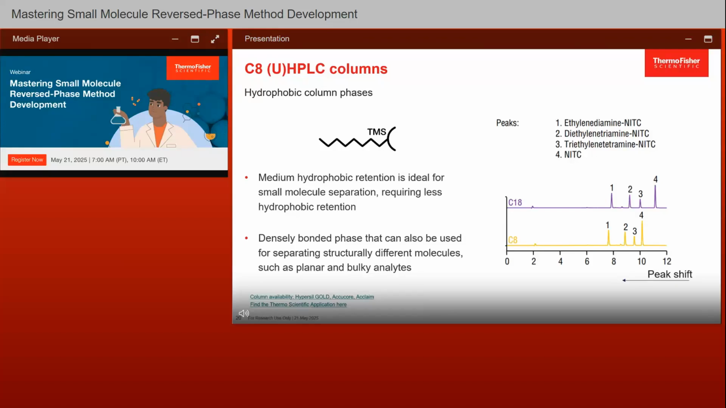Here is a nice example where we're trying to separate a mixture of di, tri, and tetra amines. We can clearly see the shift in retention time dropping from 12 minutes to 10 minutes by simply reducing that surface hydrophobicity. So we can fine-tune the retentivity of our analyte by changing the degree of hydrophobicity of our column.